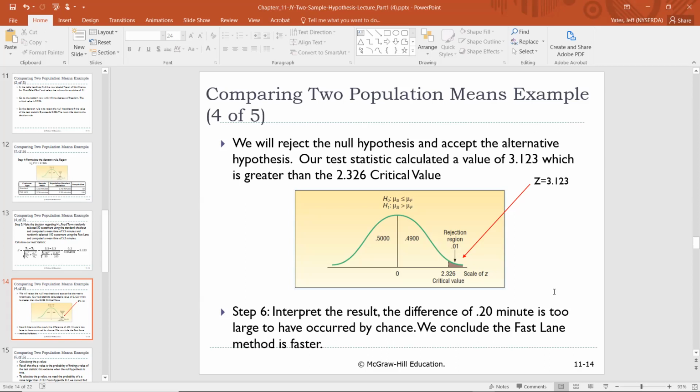So that is the same kind of process we're doing in one sample. It's just now we're comparing two separate samples, and we're using the means of those two separate samples. That's the key difference. And what we're trying to determine here is whether one is better than the other. So we want to set our test up to see if one is different from the other. In this case, we're looking to see if the standard is as good as the fast lane, and it turns out it's not. The fast lane is better. I shouldn't say better, faster.